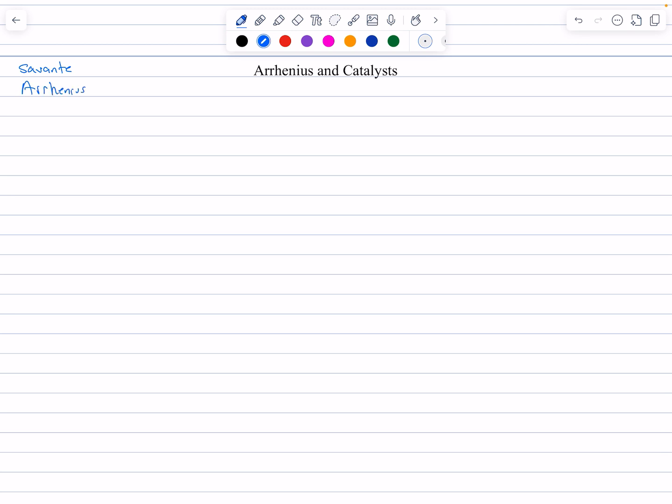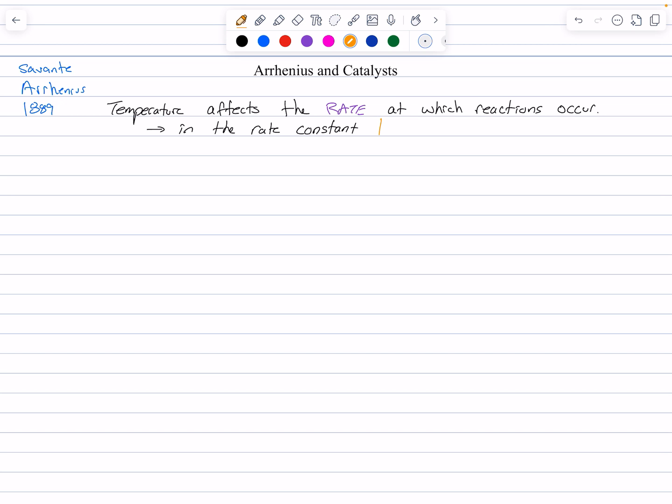Back in 1889. All right, so that's quite a while ago. He said temperature affects the rate at which reactions occur. Okay, and it's in the rate constant k. So it's in that lowercase k.